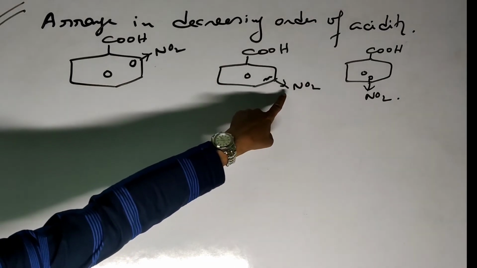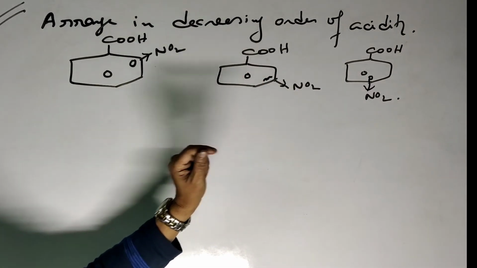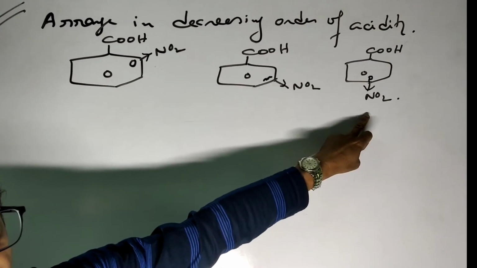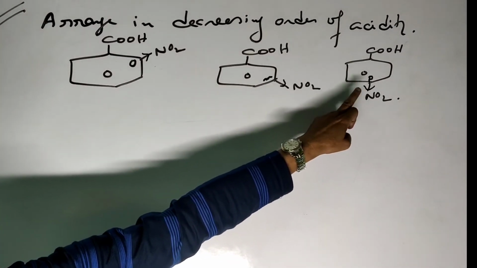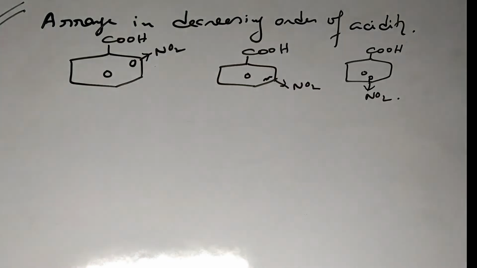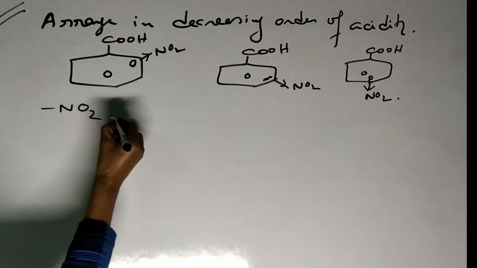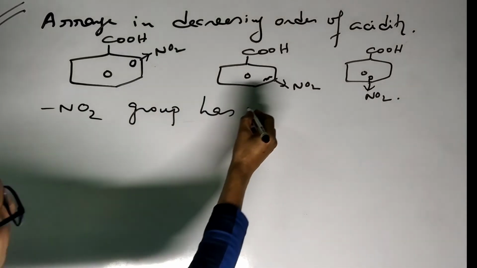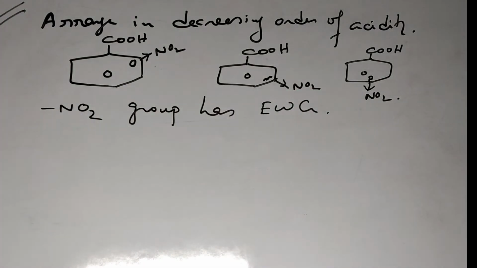At meta position, there is no resonance effect. Remember it. Resonance effect is applicable only at ortho and para position, and also remember it, at para position resonance effect is the highest. So write it, okay. Nitro group is an electron withdrawing group. It has electron withdrawing nature.